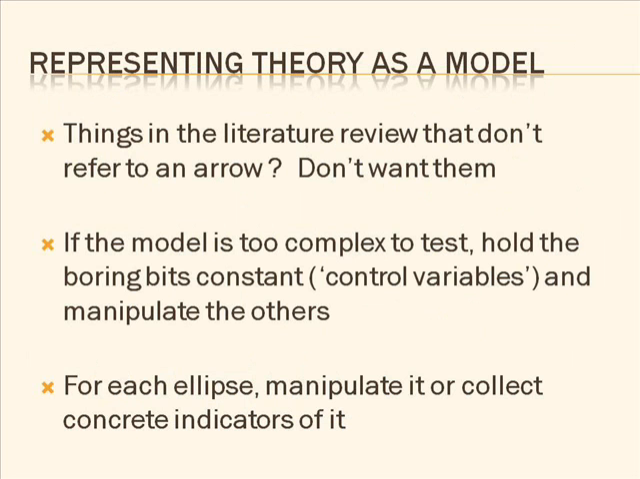Building up those things in the model, if they're in the literature review and they don't have an arrow, don't have them. If the model is too complex, and you don't want it to be any bigger than what we've just seen, for instance, then hold the boring bits constant. That's called control variables. Just manipulate the others. And for each ellipse, that's each variable, you either manipulate it or collect data from concrete indicators of it. And we'll be talking about those indicators with a little example.